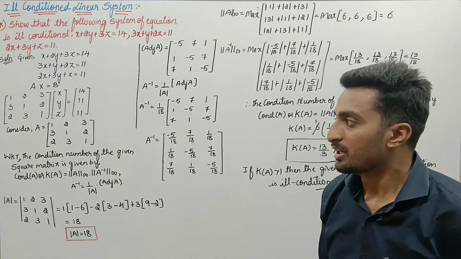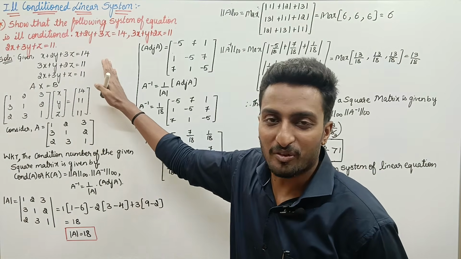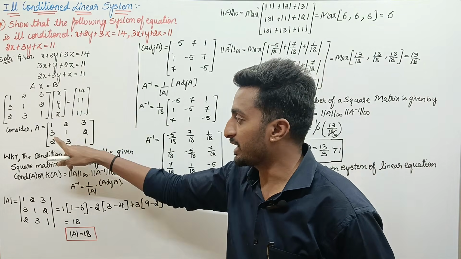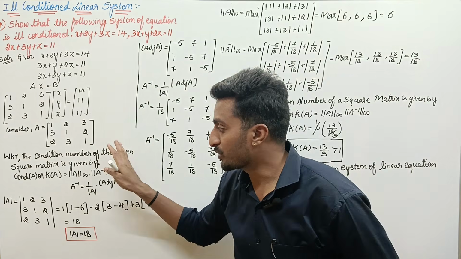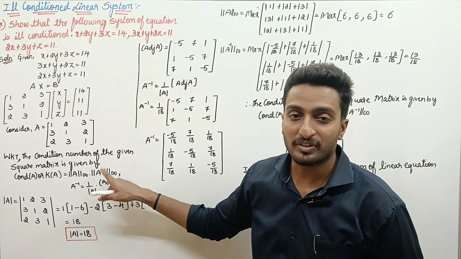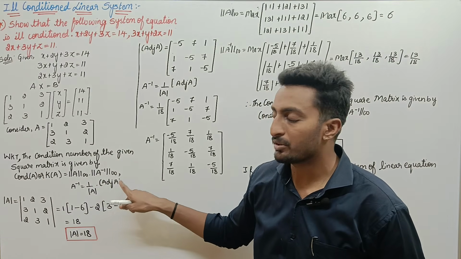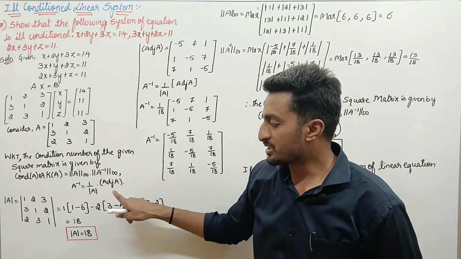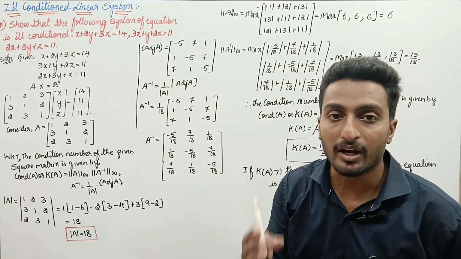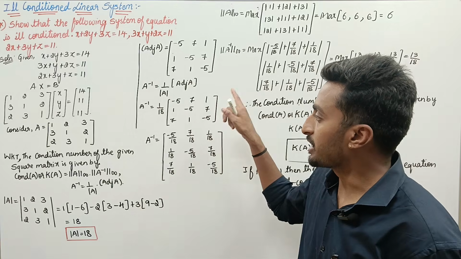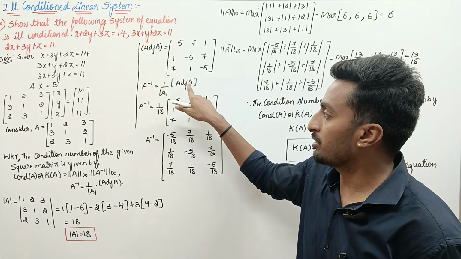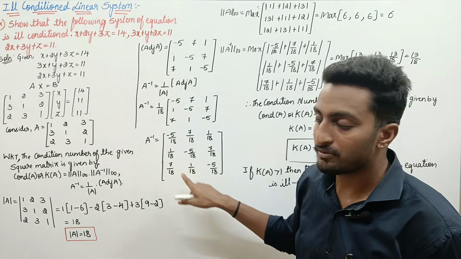Let us take a recap. First, represent the system of linear equation in the Ax equal to b form. Consider A as a square matrix. After considering, represent the condition number. In that, we are supposed to find A inverse, that is 1 by determinant of A into adjoint of A. What is determinant of A? You get 18. Then how to find adjoint? I have showed you in the calculator. Same way, represent adjoint of A. Now substitute 1 by determinant of A into adjoint of A, you get A inverse.